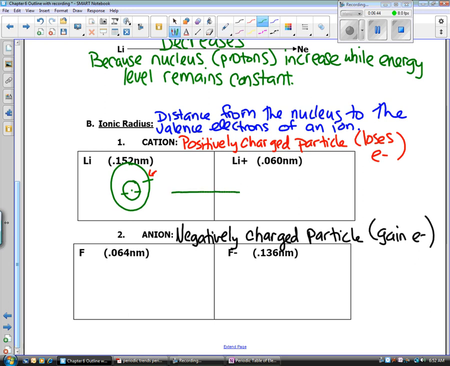So it's going to go from that kind of a shape. It's still going to have the 1s, but instead of being 1s2, 2s1, it's just going to be 1s2. So it loses an electron, becomes like the noble gas helium. It is more stable in this case as far as whether it's going to lose more or less electrons. It's also ready to bond. So you have less electrons, it's more ready to bond. It's more stable because it is like a noble gas, which is inert. But look at the radius. It definitely decreases.